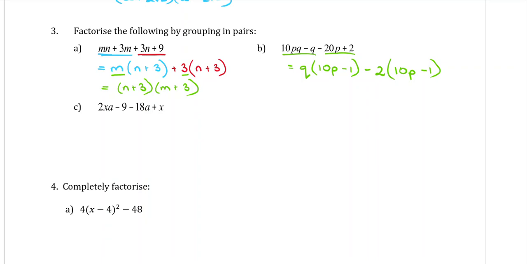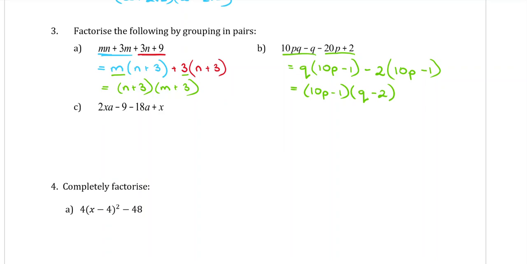So I had to be a little bit clever there, bringing the minus sign out so that my brackets ended up the same. Now, the 10p minus 1 comes out the front to be the common factor, and the q and the minus 2 go into the second bracket. Again, it doesn't matter if you do switch the brackets around.